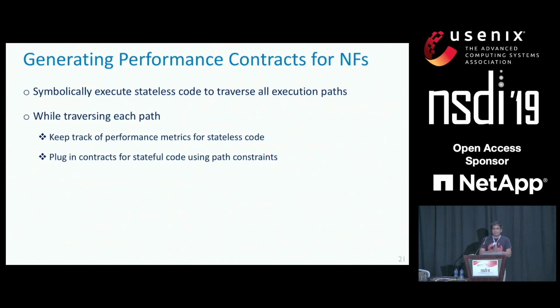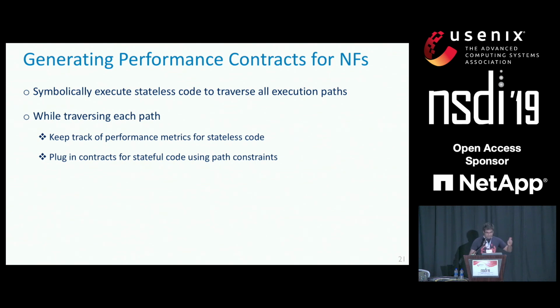So now I've told you how we've analyzed these stateful data structures. Let's now look at how we're going to use them to build contracts for entire NFs. And here we use a technique called exhaustive symbolic execution, which allows us to list all the execution paths through the stateless code of the NF. While traversing each execution path, we're going to tally the performance cost of the stateless code and simply plug in the contract for the stateful functions, these contracts we've already built earlier.